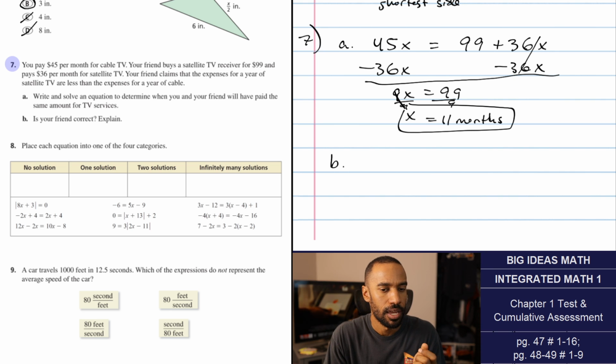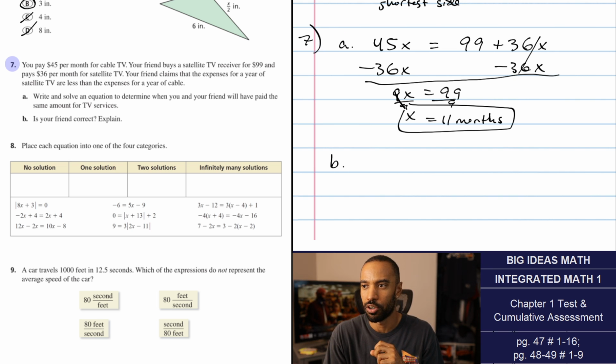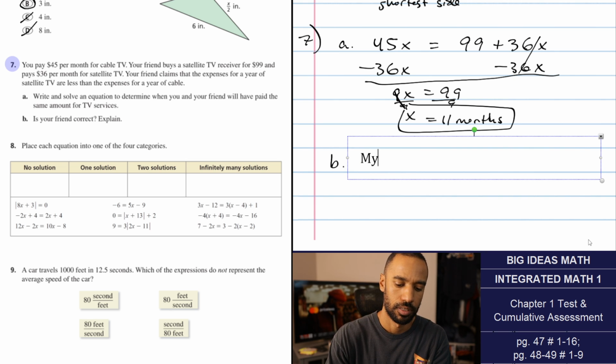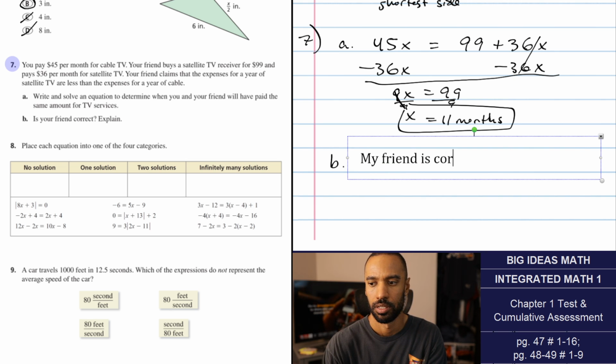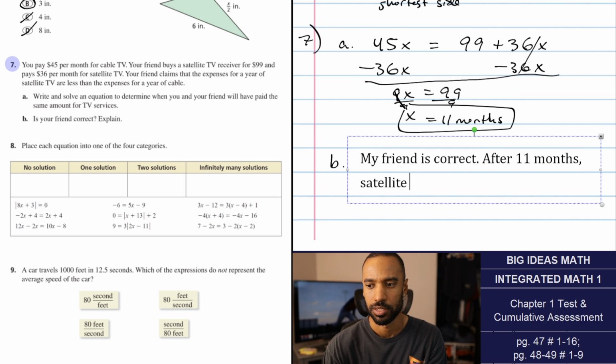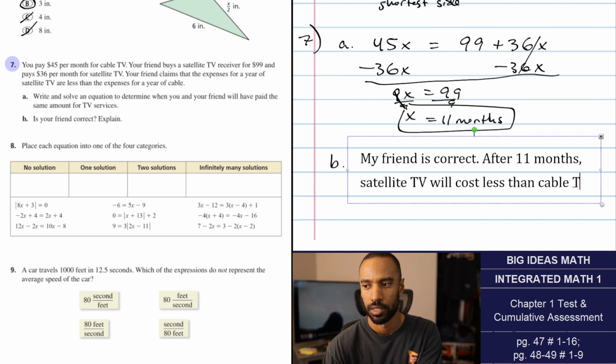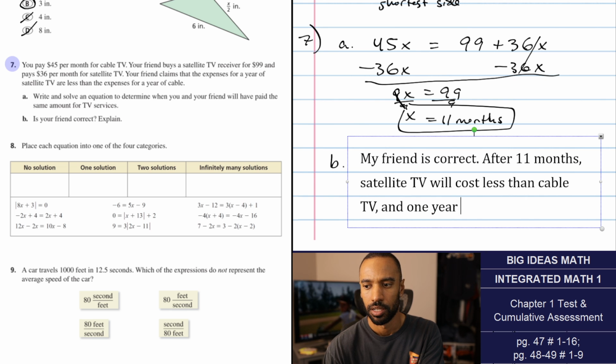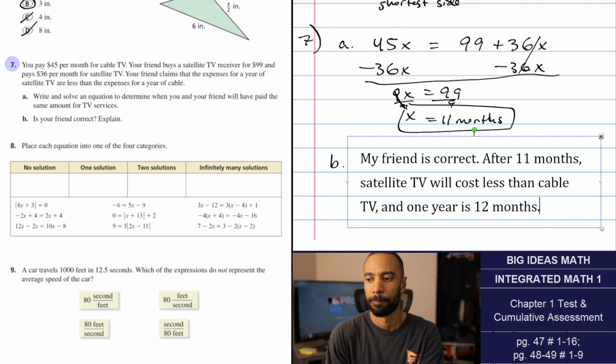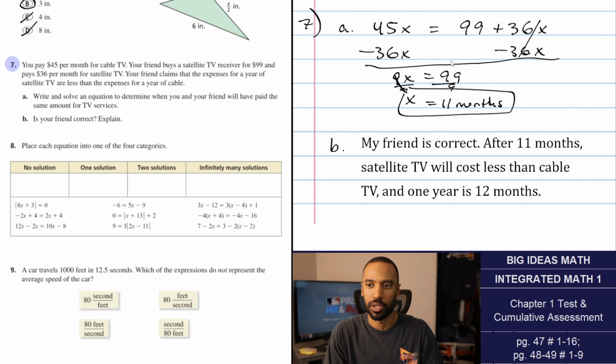So what does your friend say? The expenses for a year of satellite TV are less than a year of cable. They're correct. My friend is correct. After 11 months, satellite TV will cost less than cable TV. And 1 year is 12 months. Again, if we substitute 12, we could also figure that out, but because 12 is more than 11, your friend's correct. All right, number 8.